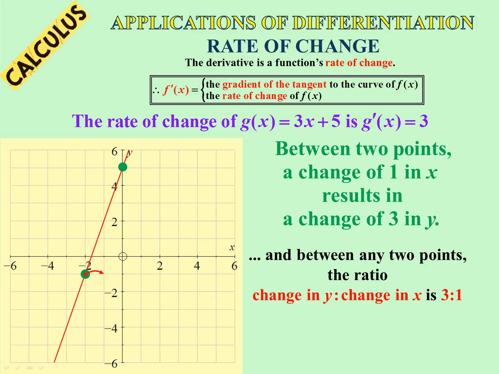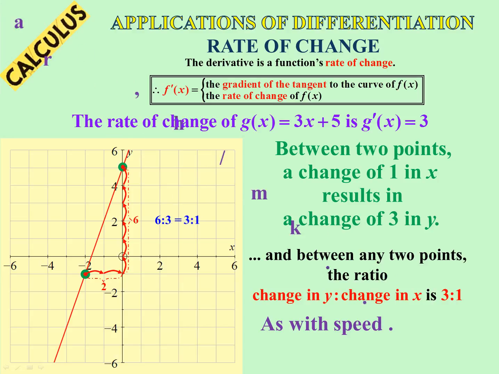If we change the point and have a change of 2 in x, correspondingly, we'll end up with a change of 6 in y, which is still a ratio of 3 to 1. Rate of change is y over x. Speed is kilometers over hours. Acceleration is kilometers per hour over hour.